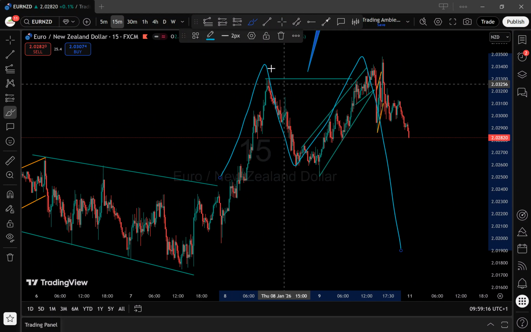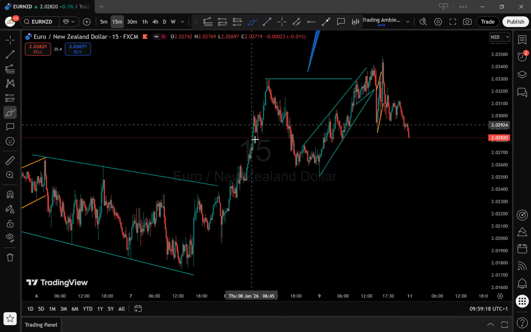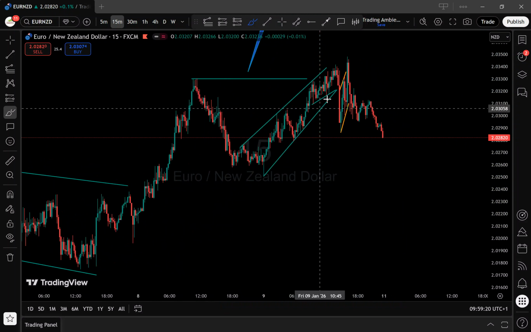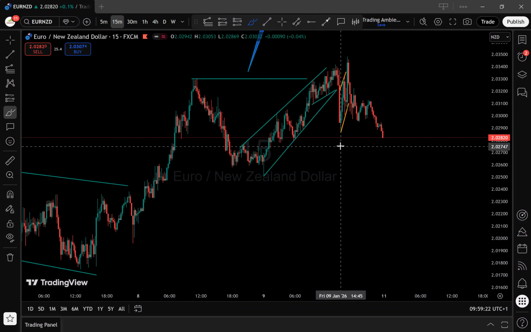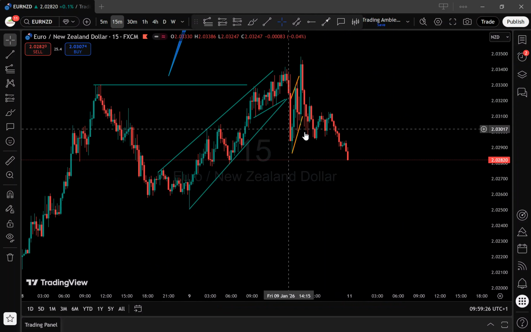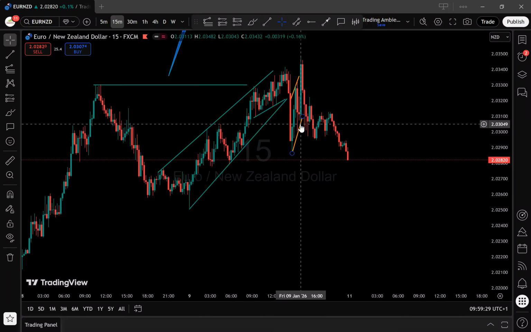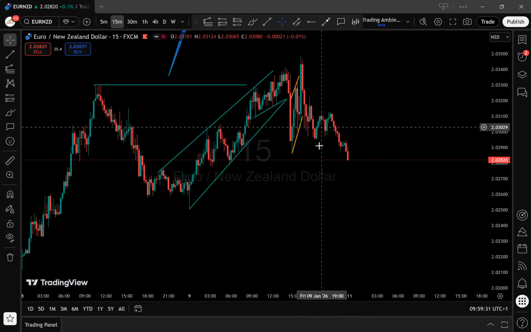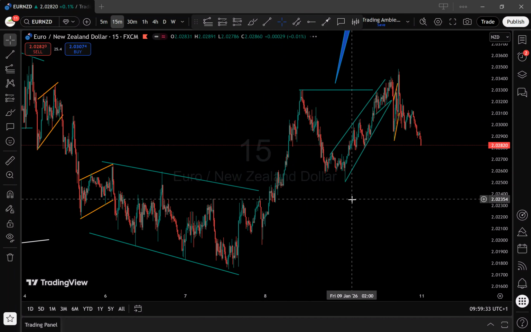So this is what I'm looking forward to see in the coming week. The price broke out of this wedge with an impulse yesterday, and we printed this continuation structure. So I placed my entry right below here. The price took us in and is currently moving down.